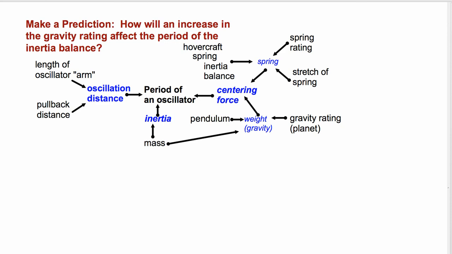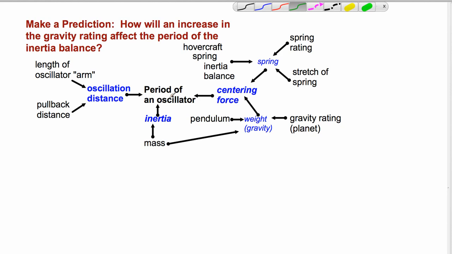Just a quick refresher. Gravity rating is a measure of the size of the planet that the experiment is being carried out on. Different planets have different gravity ratings, and different gravity ratings affect the weight of an object on that planet. So let's take a look at our chart, and let's see what kind of effect we're going to expect here. So we notice that the gravity rating of the planet will influence the weight of the object, or in this case, the weight of whatever's on the inertia balance. Now, that weight should affect the centering force, and the centering force should affect the period.